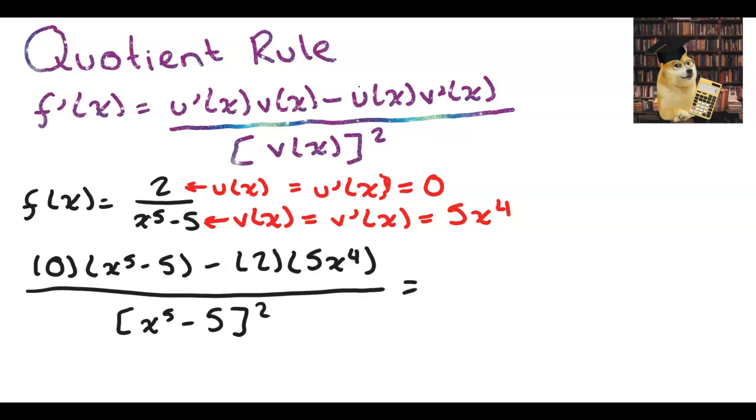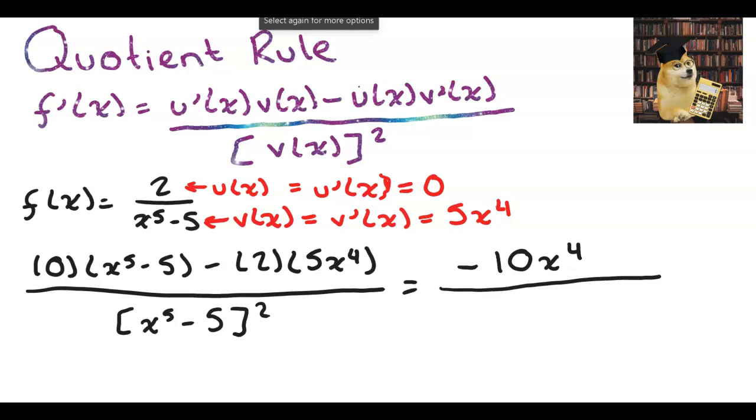So here, as I already told you, 0 times x to the 5th minus 5 is 0. So we just need to focus on the 2 times 5x to the 4th. In this case, the 2 only multiplies the 5 and the x to the 4th remains. So in the numerator, as easily done, we have minus 10x to the 4th power. But now comes the difficult part, since over here we need to solve x to the 5th minus 5 to the 2nd power.